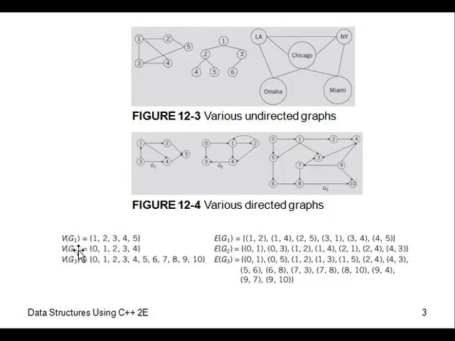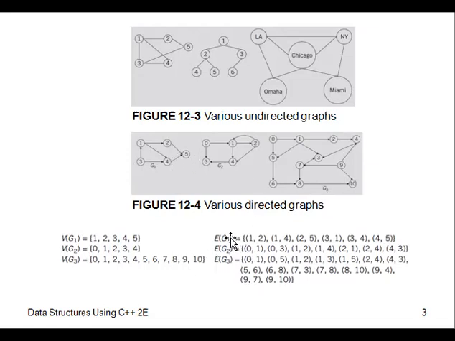And the vertices of G2 are denoted starting from 0. So 0, 1, 2, 3, 4. That is, 5 vertices are in the graph. In this graph, G3, there are 11 vertices from 0 to 10. There are 11 vertices that can be represented.